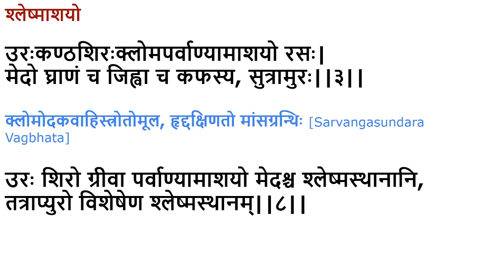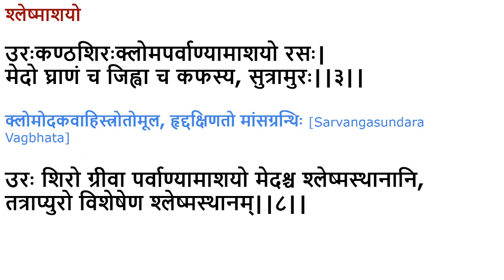The next is about the Shleshmashaya, Kaphashaya. Now in the Kaphashaya, the Vagbhata has mentioned Urakanta Shirakloma Parvani Amashayo Rasa Medo Granati Fasya Kafasya Sutramuraha. The Uras, the chest, is considered as a Kaphashaya according to Vagbhata in one context. Then cloma is one of the organs mentioned therein as a Kaphashaya, and the cloma is located as a Hridakshinato Mamsa Granthi on the right side of the heart.